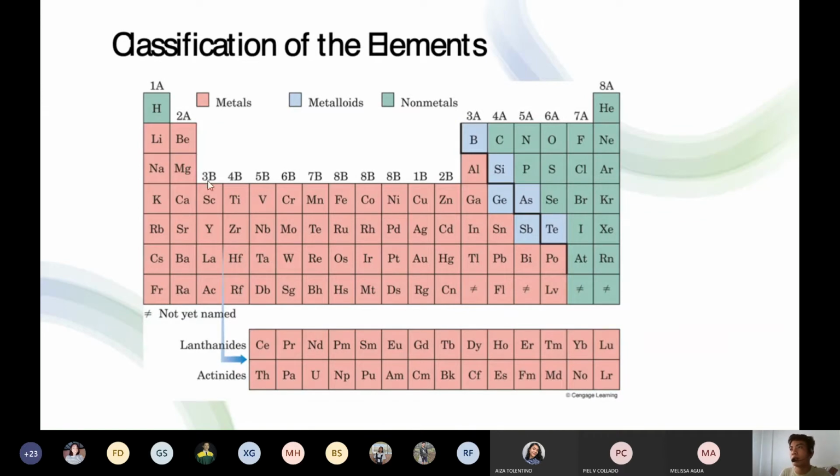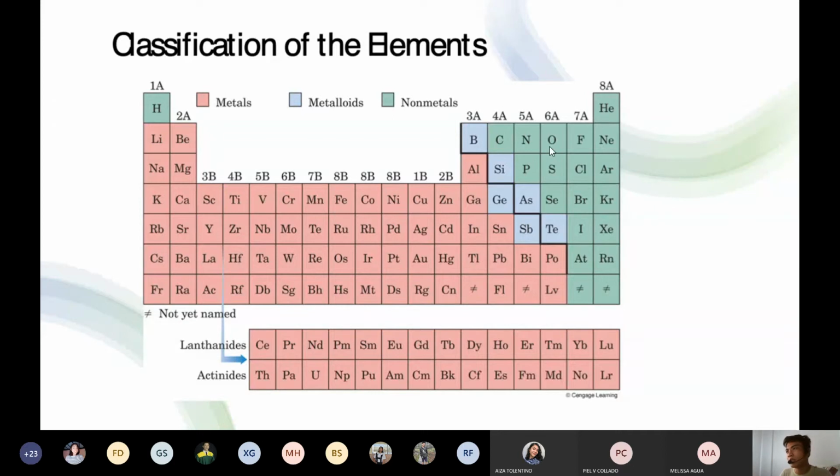What else? We have the families or the groups. The groups or the families are the vertical columns in the periodic table. Ito yung mga family ni lithium, family ni beryllium, family ni boron, carbon, nitrogen, oxygen, fluorine, neon. And what can we observe with the families? The elements that can be found in the same family will have the same chemical properties. Ibig sabihin, they will behave the same way.